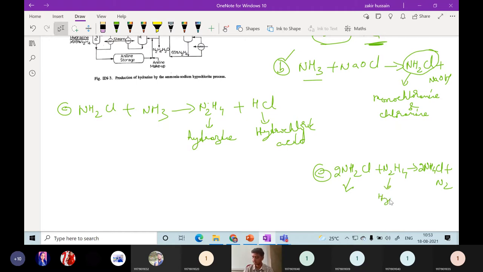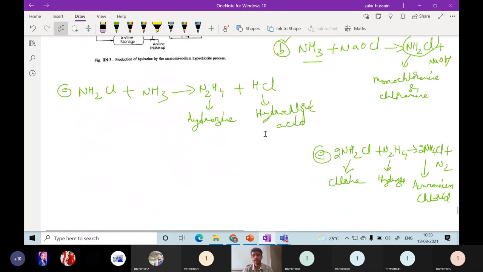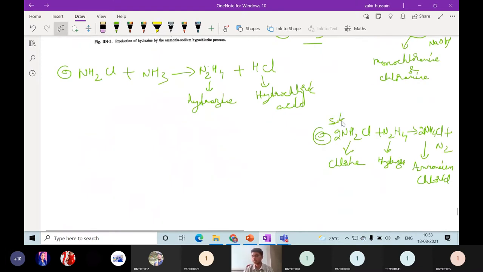Then this is hydrazine. The chloramine which is formed, as well as the hydrazine formed in reactions B and C, will react with each other and form ammonium chloride, which is a side product, a negative product. In order to suppress this reaction, we will add some amount of glue or gelatin to this NaOCl reactor. The gelatin or glue will act as an inhibitor, and therefore they will suppress this side reaction, the unwanted reaction.